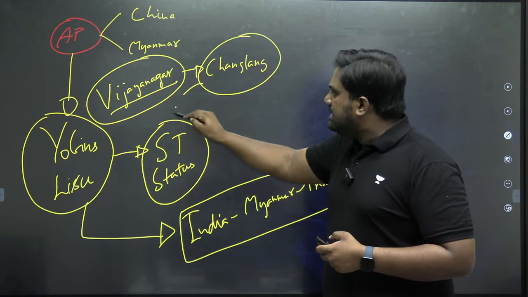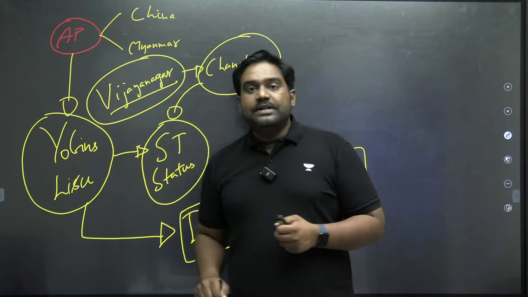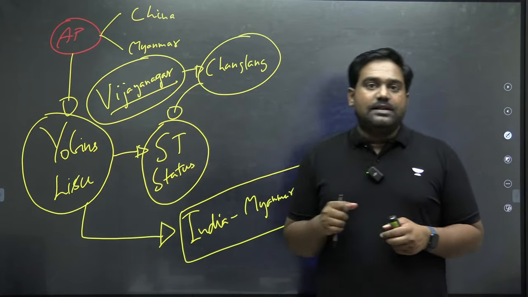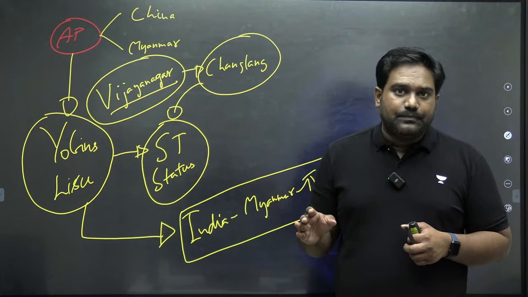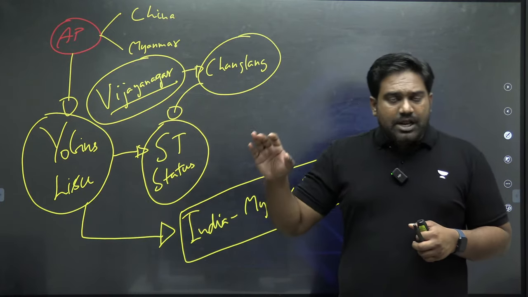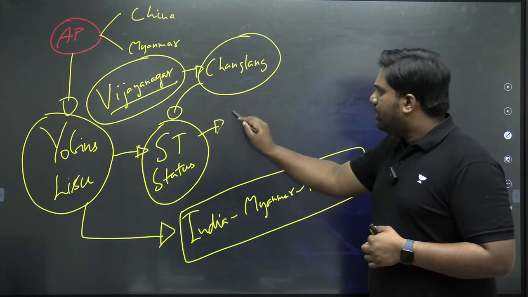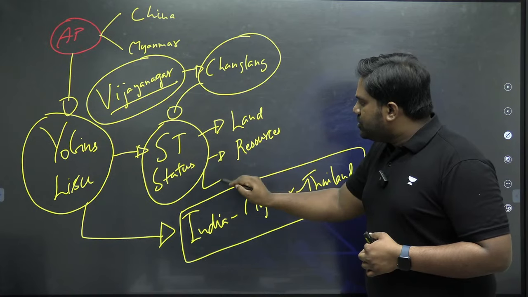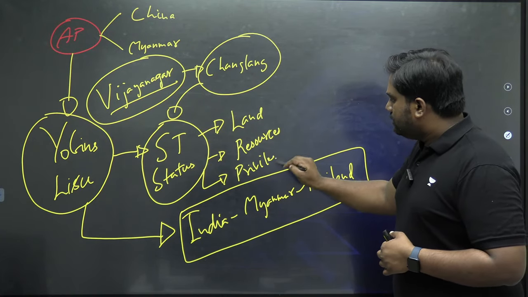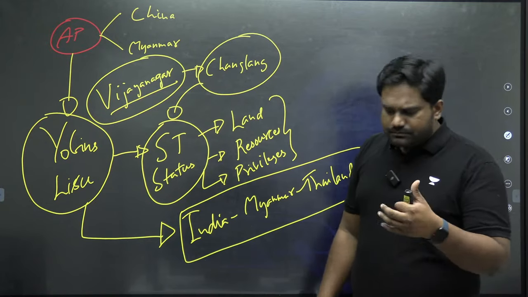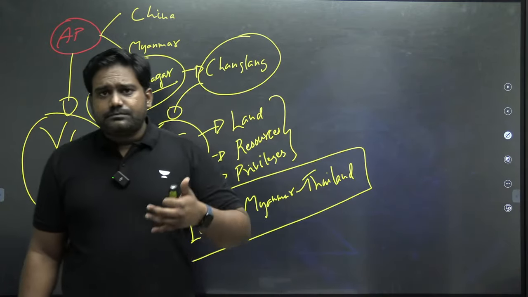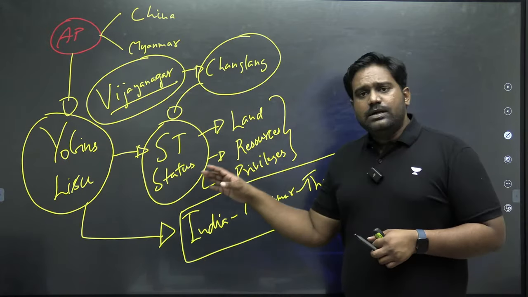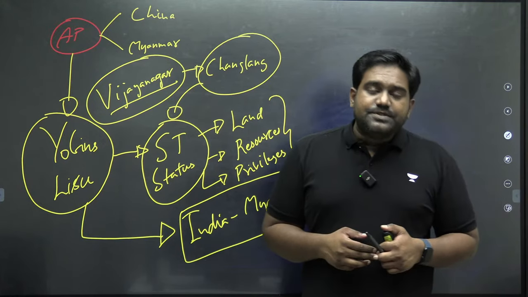So here you find this indigenous tribal community called Yobins or the Lisu community. They speak the Lisu language. Now, this indigenous tribal community obviously has a certain degree of protection. As a scheduled tribe, their tribal land is protected. Their resources are protected. They enjoy a few privileges as well, like reservation, then government benefits in the form of scholarships, subsidies, etc. So all such benefits are given to the tribal community to protect these indigenous tribes.